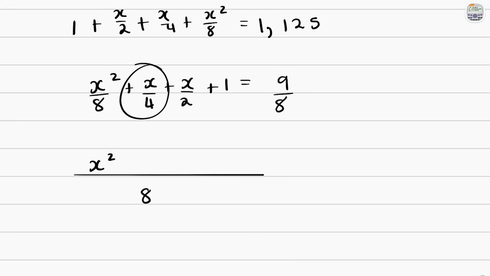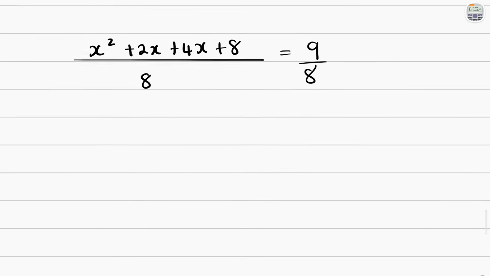Now with the second term, we have x over 4. So how do you get this 4 to become 8? You multiply by 2 in the numerator and the denominator. So that becomes positive 2x in the numerator. And then this, you multiply that numerator and denominator by 4 to get that denominator to be 8. So that's going to be positive 4x. And then for the 1, you just multiply that by 8 is equal to 9 over 8.